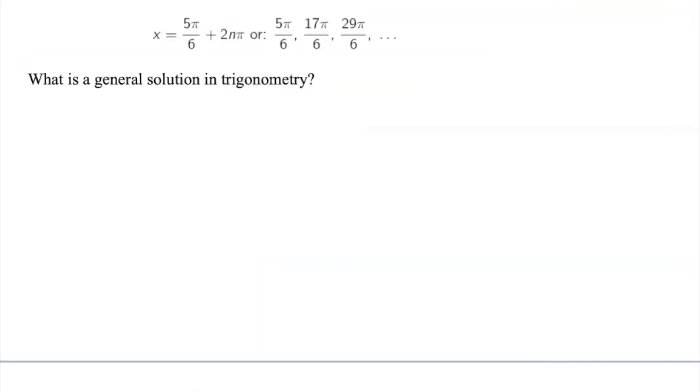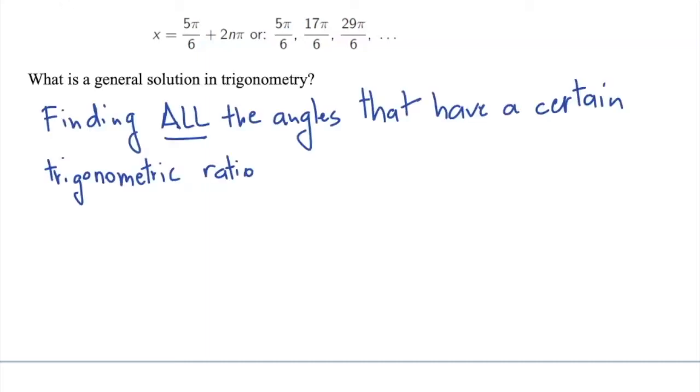So when we talk about a general solution in trigonometry, it means finding all the angles that satisfy my condition. So all the angles that have a certain sine or a certain cosine or a certain tangent. The easiest way to do it, of course, is to find the answer in the first revolution and then add 2k pi or 2n pi or 2 pi n. So we can say finding all the angles that have a certain trigonometric ratio.